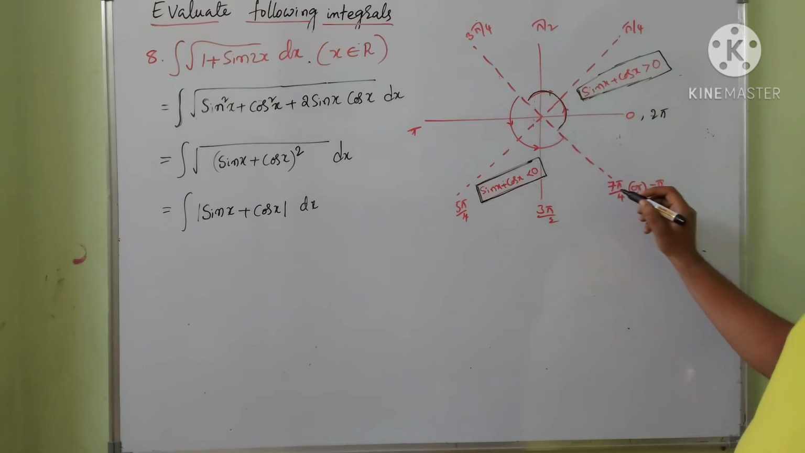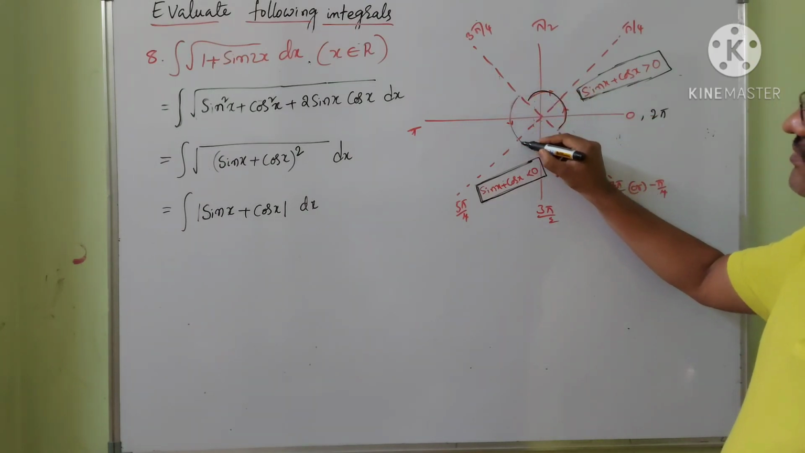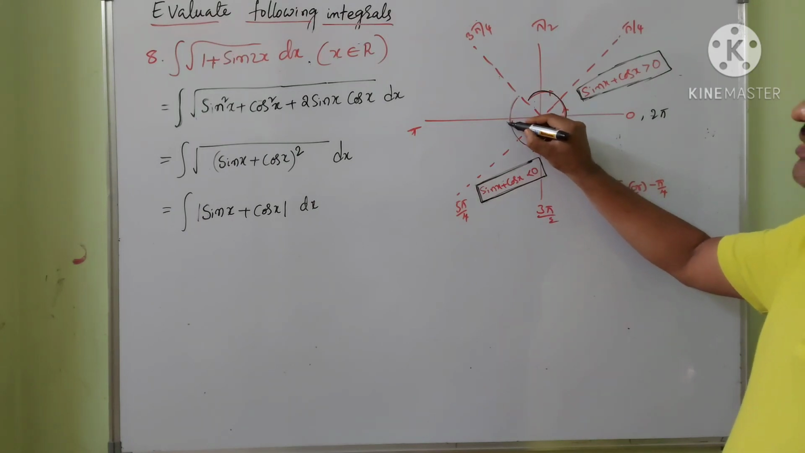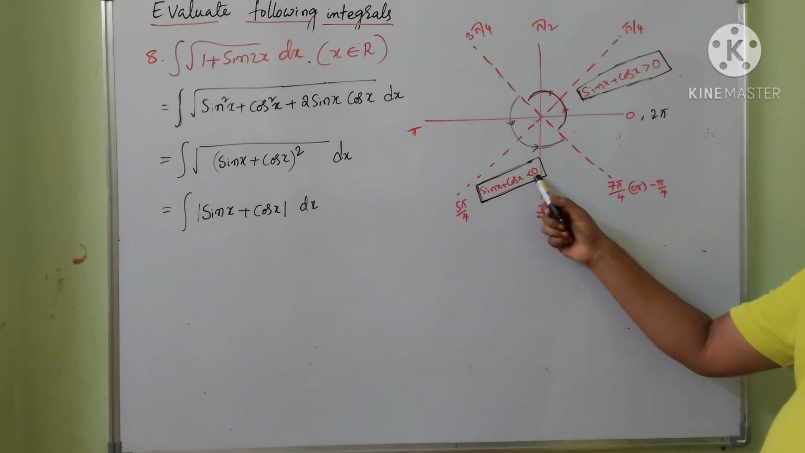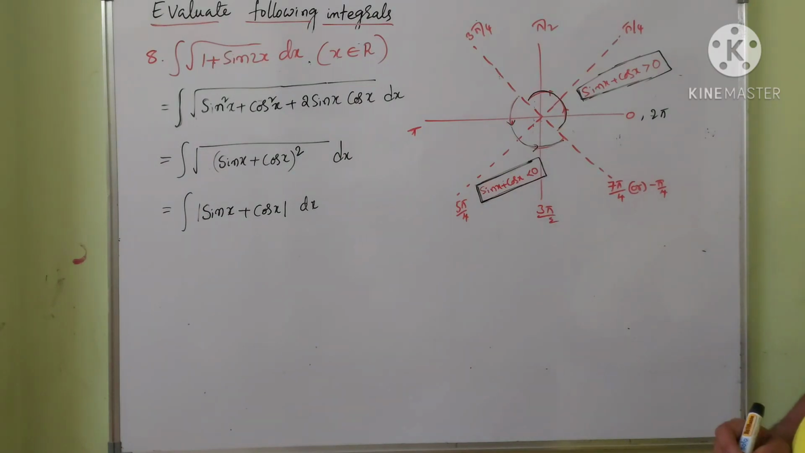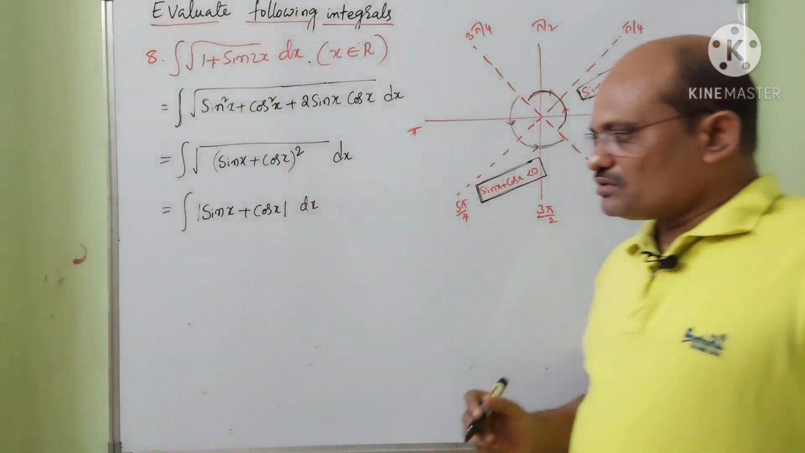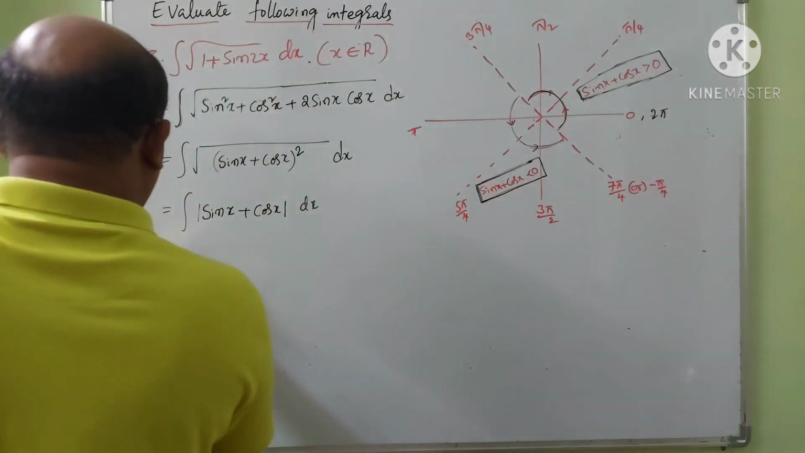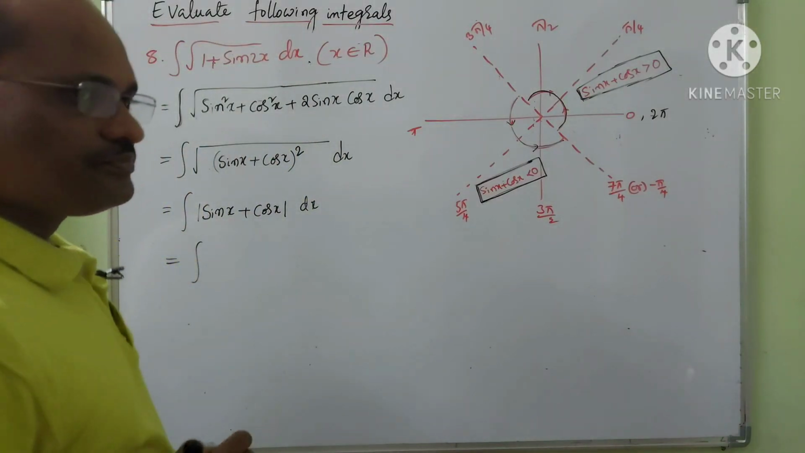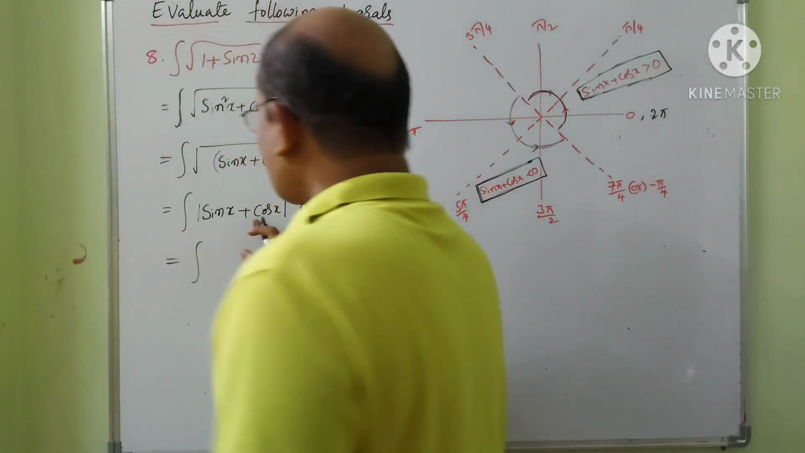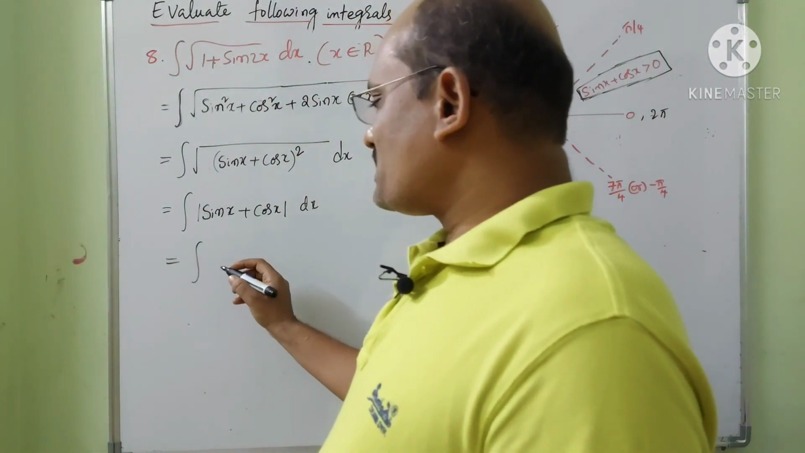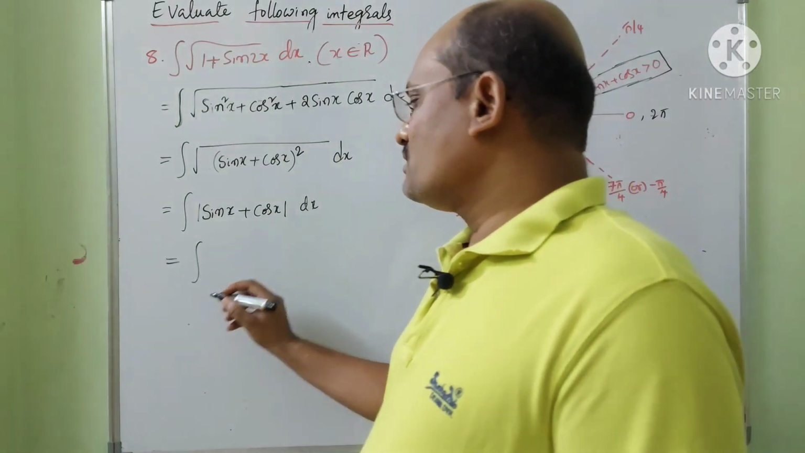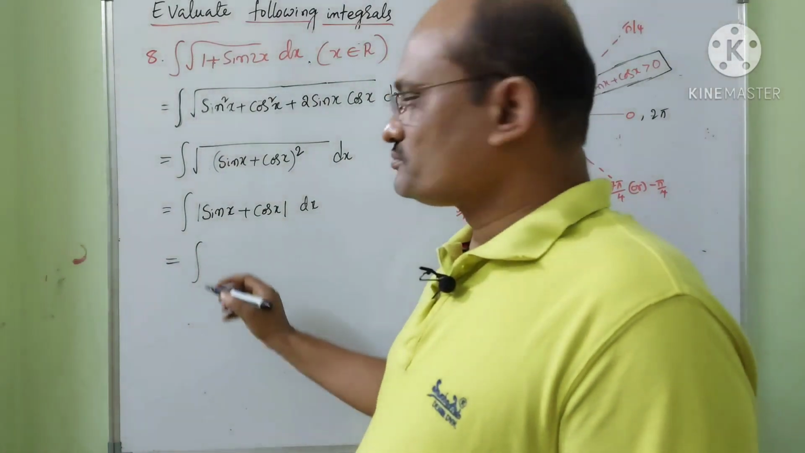From 3 pi by 4 to 7 pi by 4, sin x plus cos x is negative. So integral of mod sin x plus cos x dx can be expressed in two ways.